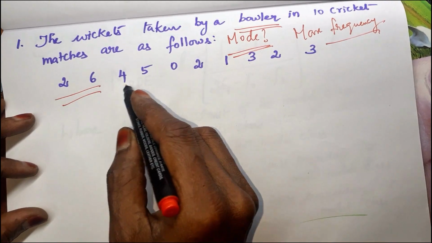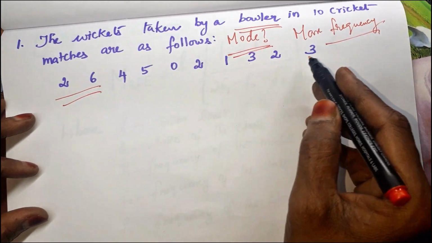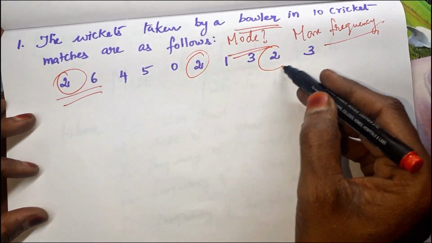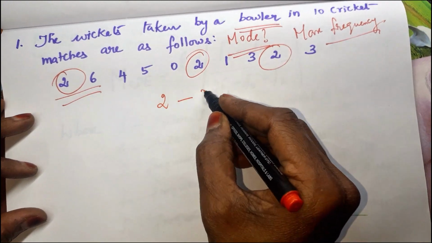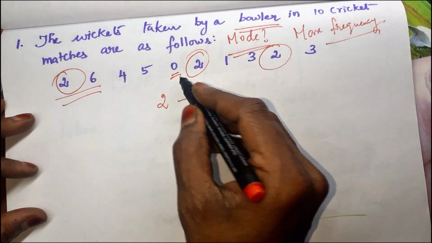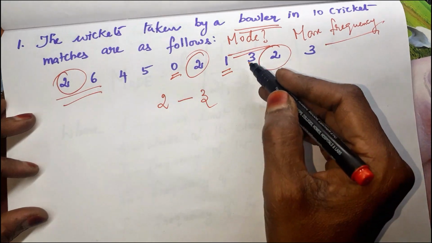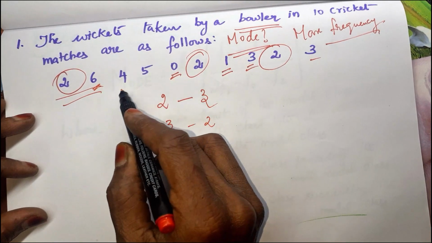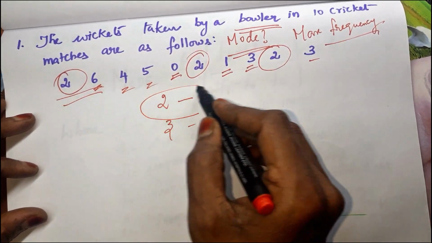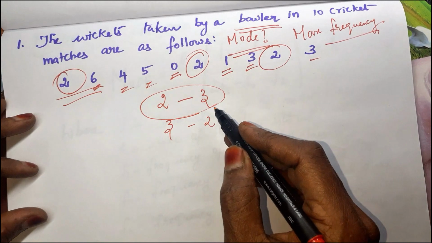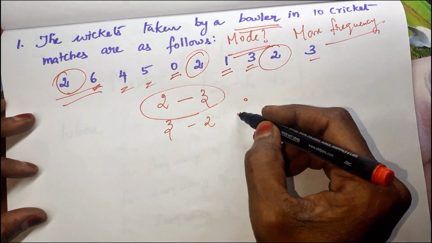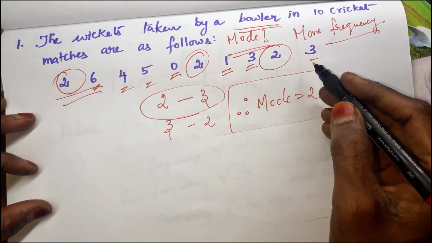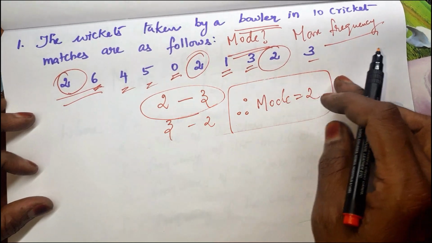See, 2, 6, 4, 5, 0, 2, 1, 3, 2, 3. 2 occurs one time, the second time, and the third time. So 2 occurs 3 times. 0 one time, 1 one time, and 3 two times. And 6 one time, 4 one time, 5 one time. So 2 is the value which occurs the maximum number of times. Therefore, mode is 2. The data given is raw data, and in that we have calculated the mode.